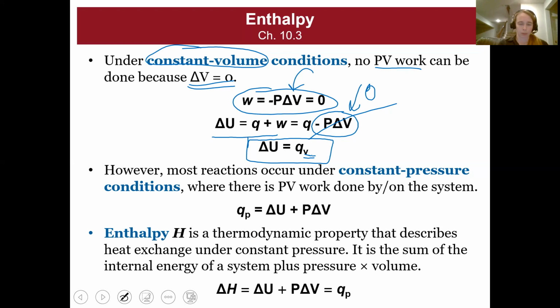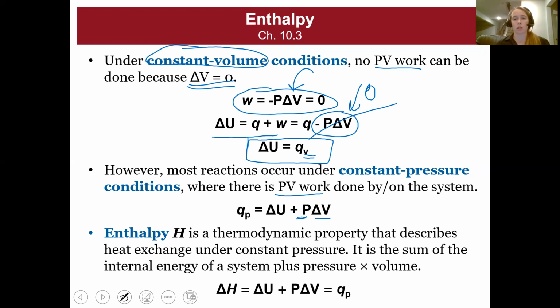So sometimes instead of using a piston, we just leave the system open. If the system is open, then whatever gases we have, typically we're talking about gases in these reactions, can expand throughout the entire room, and we keep the atmospheric pressure in our system. So most reactions occur under constant pressure conditions, and constant pressure conditions mean that there is PV work done by the system. Constant pressure means that volume does change, so a change in volume is not equal to 0. And this isn't delta P, it's just P.